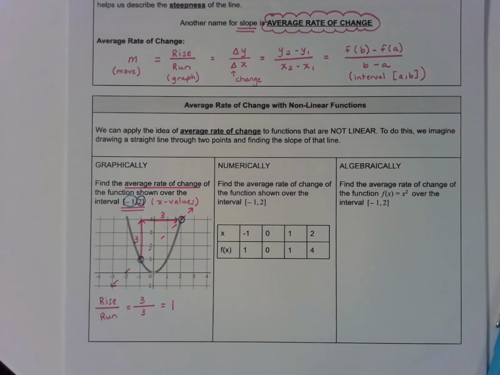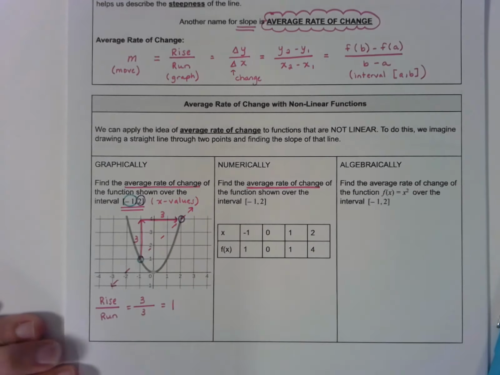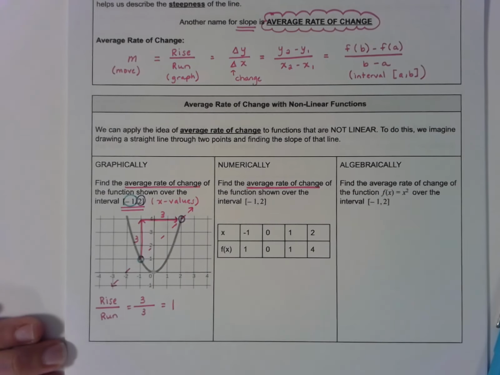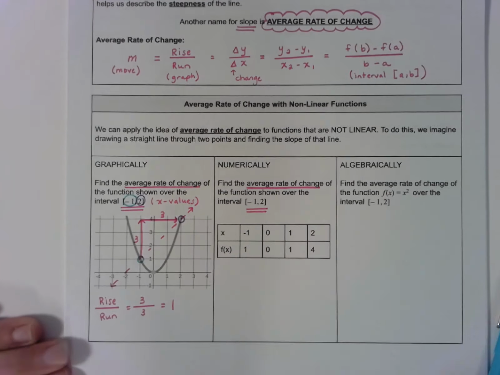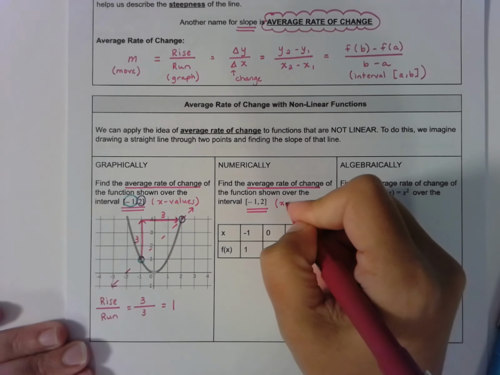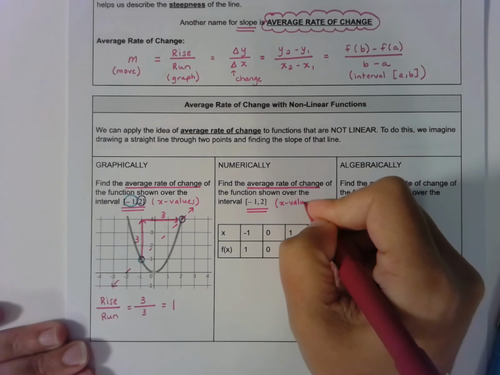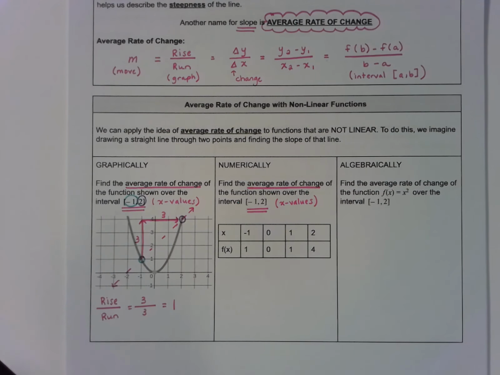Now, what if instead of being given a graph, we were given a table of values? So the second example here says, find the average rate of change. So in my mind, I know that that means slope of the function shown over the interval between -1 and 2. Again, we need to remember that in interval notation, both of these values are x values. So what I'm going to do next is find the appropriate pieces of information that I need from this table.